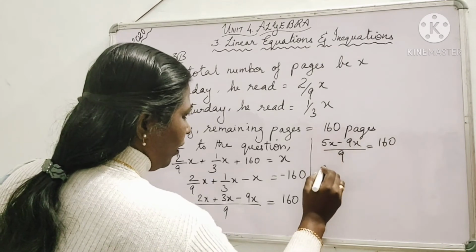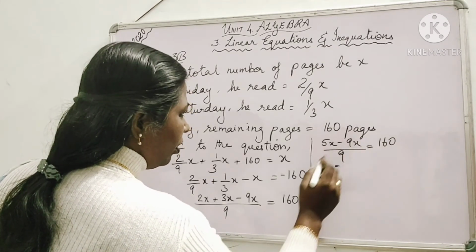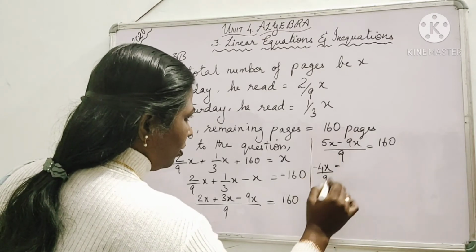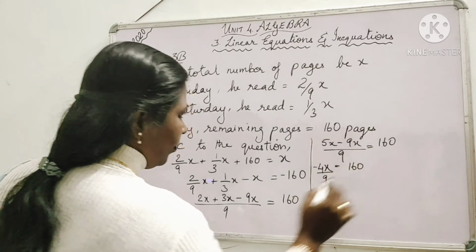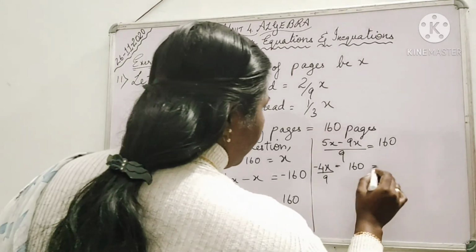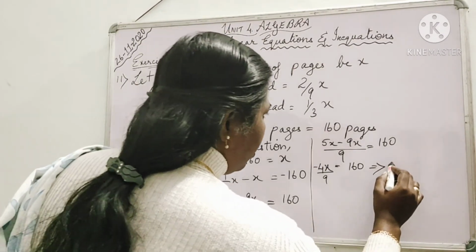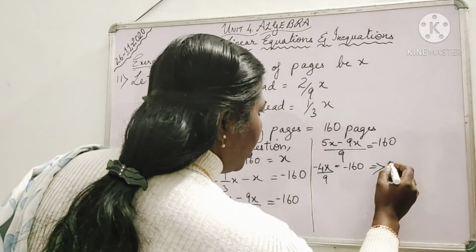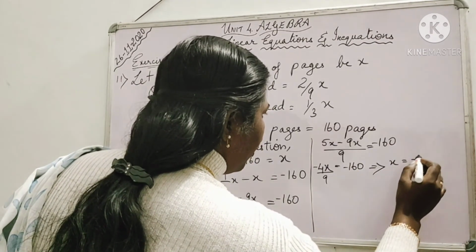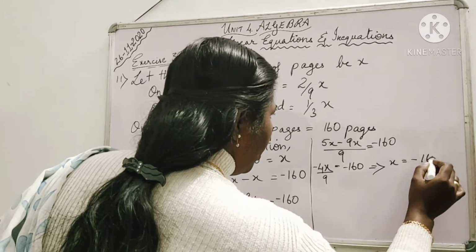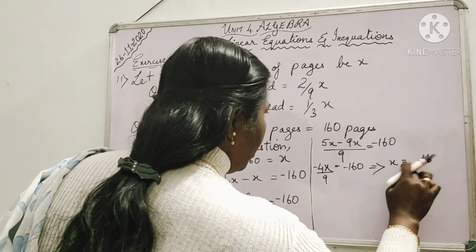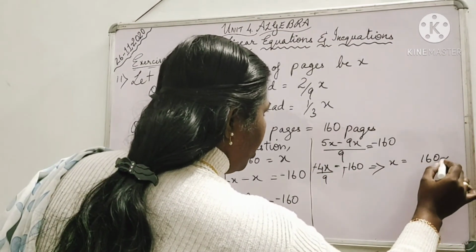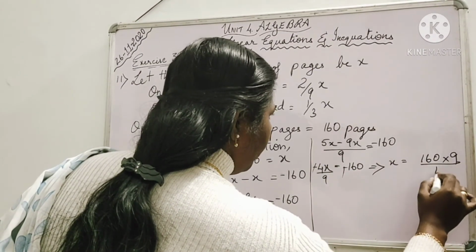So we have 4x minus 4x upon 9 is equal to 160. Then we will write, minus also is there. Okay, students. Then x is equal to minus 160. This minus will cancel. Can I cancel it? So 160 into 9 upon 4.